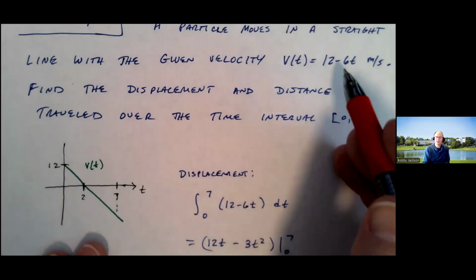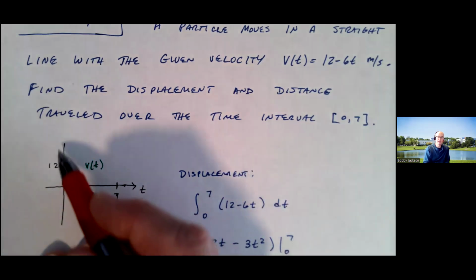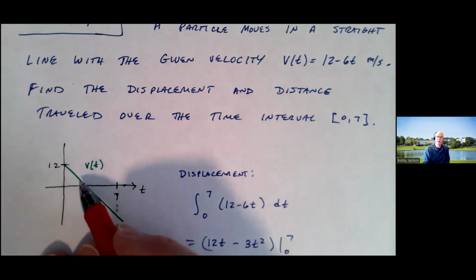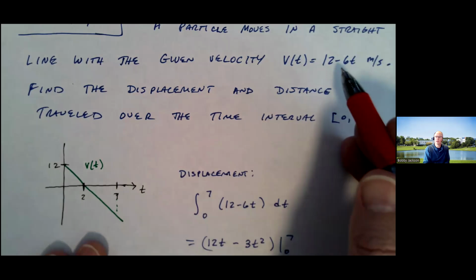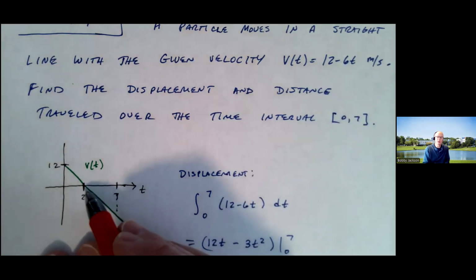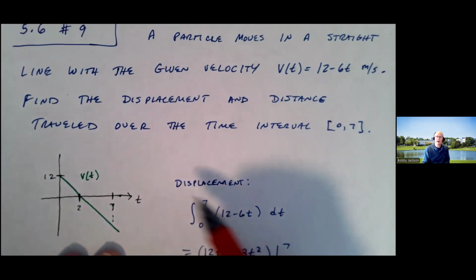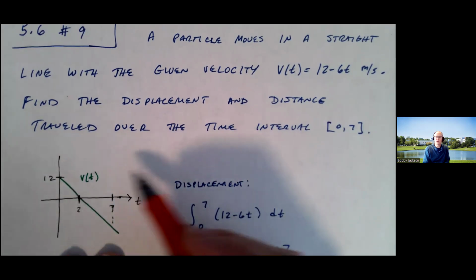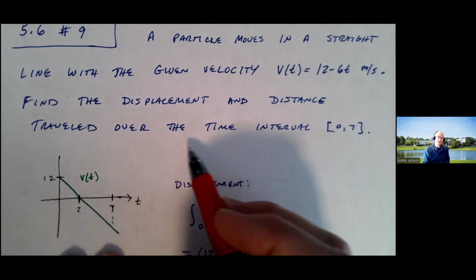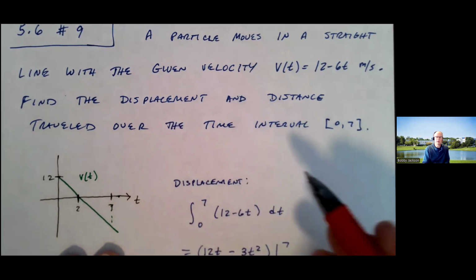The graph of 12 minus 6t, of course, is just a line passing through the v-axis at time 0 at 12, and then moving down 6 meters per second every second. So by 2 seconds, we're at 0, and then we're at negative velocity after that. So keep in mind, what's the negative and positive velocity? Well, if we're moving left and right, positive velocity would be to the right, negative velocity to the left. If we're moving up and down, positive velocity is up, negative velocity is down, for instance.